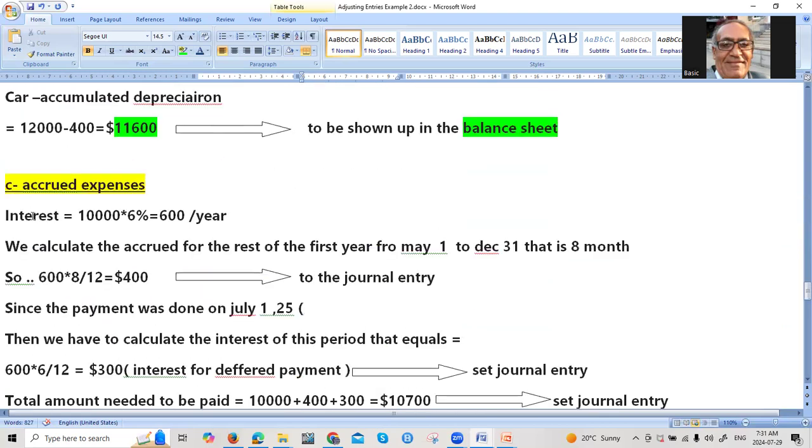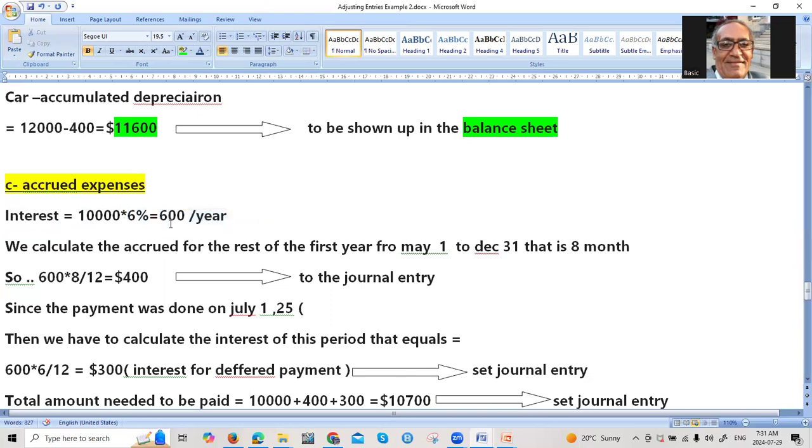So here, first of all, we will do our adjustment operations, or the adjustment entries. First of all, we'll see how much the interest is. Interest is the principal, which is 10,000, multiplied by the interest rate of 6%, because he said 6% interest rate. So this will be $600 every year.